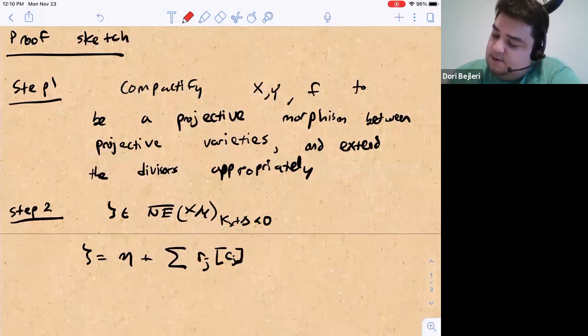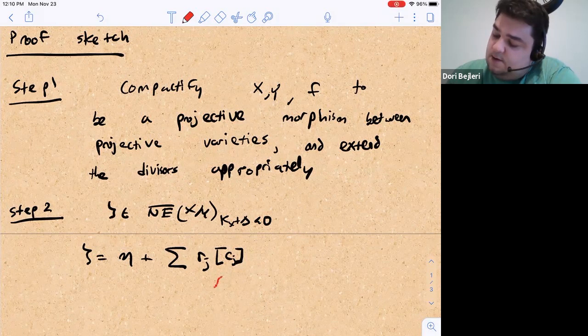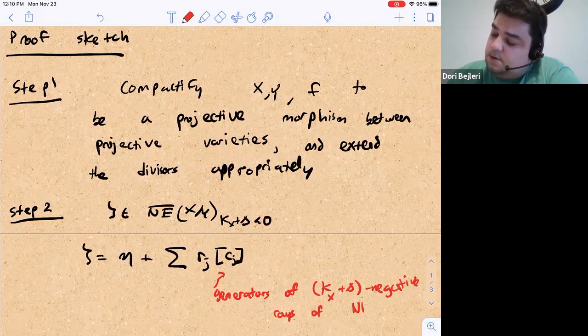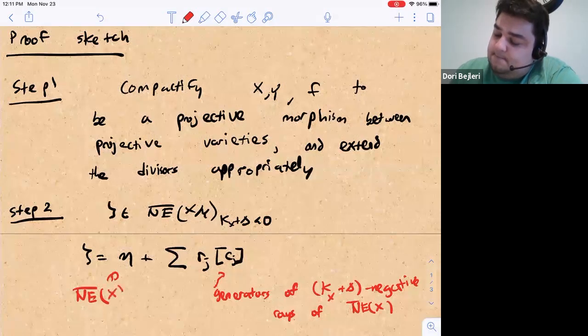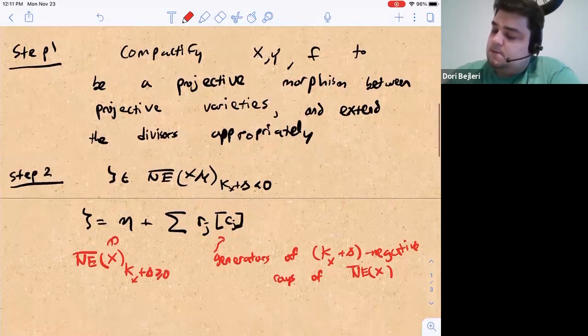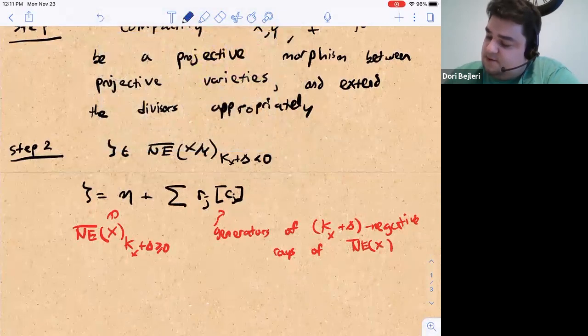So where these C_i are the generators of the K_X plus Δ negative rays inside of the full cone of curves now. And this sits inside of the K_X plus Δ non-negative piece. Okay, and so we can write it this way by the cone theorem applied to X.